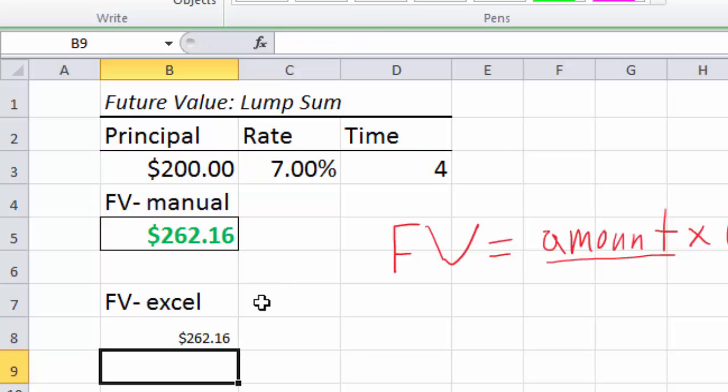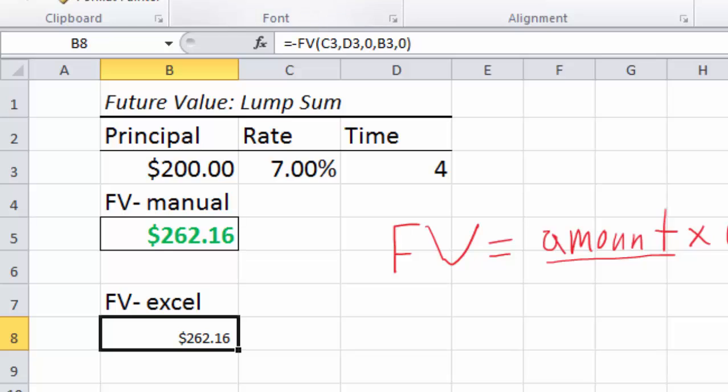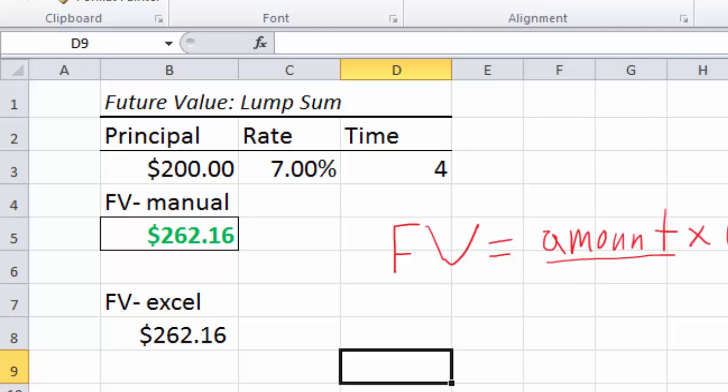Now it reports the opposite sign of what your principal is, so we can correct that, remember, by putting a minus sign before our FV. Let me format it so it's the same font size as what we were working with above. Okay, there we go. That's all there is to it.